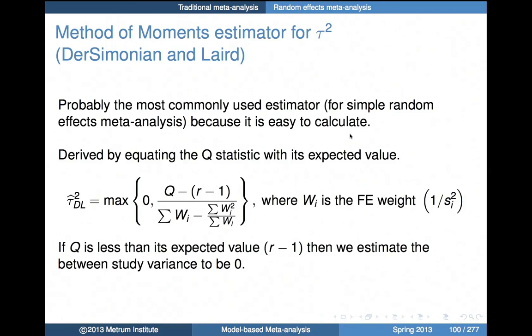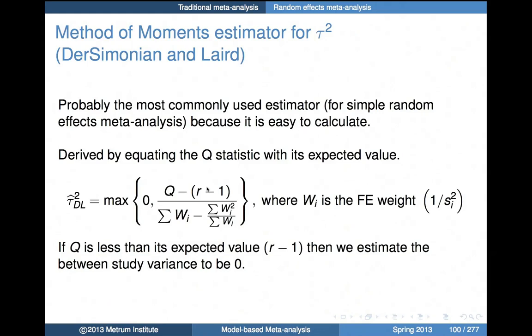DerSimonian and Laird did something very interesting in their paper. They said, let's equate the Q statistic to its expected value, and then invert that to come up with an estimator for the variance component tau squared. In statistics, that's classically known as a method of moments estimator. When you do that, you come up with the estimator in the middle of the slide. The DerSimonian and Laird estimator of tau squared is the maximum of 0 and Q minus its degrees of freedom, divided by a function of the weights in the denominator, where those weights are the fixed effects weights, that is, 1 over s i squared. If that value turns out to be negative, that is, if Q is less than its degrees of freedom, then you just say the between study variance is 0.